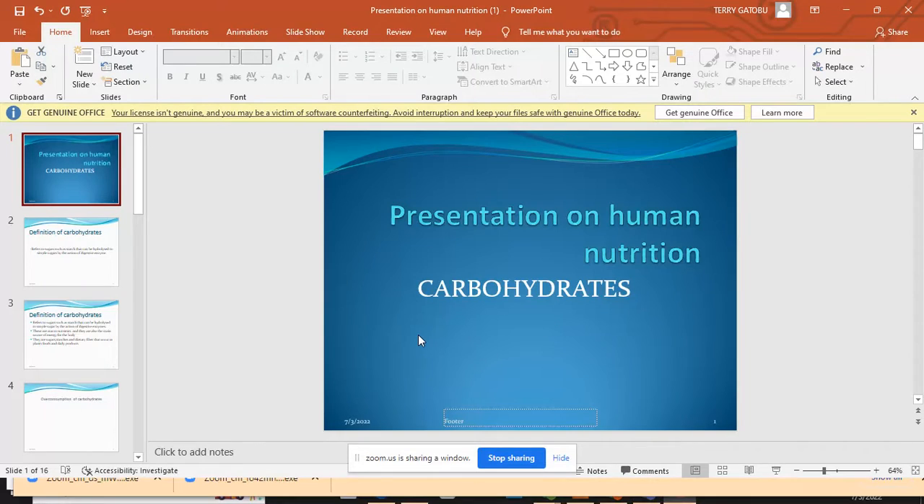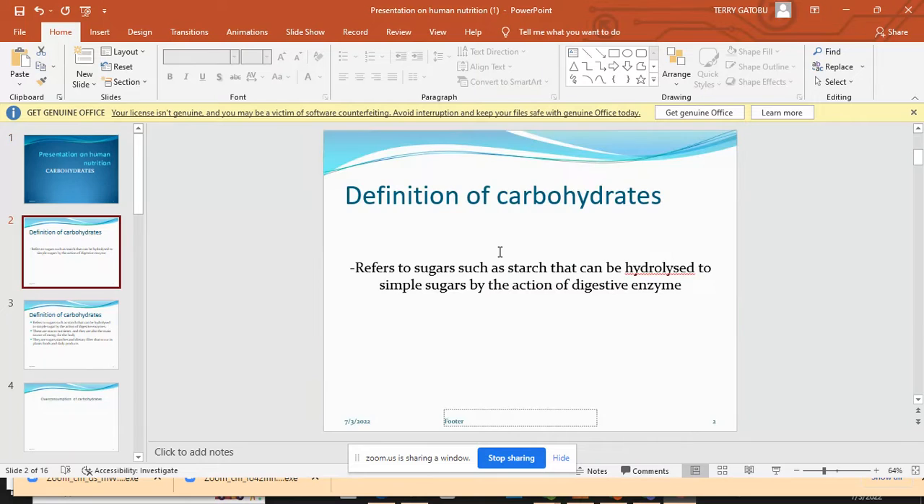We are going to learn about human nutrition, principles of human nutrition. Under principles of human nutrition, we have carbohydrates. Carbohydrates refers to sugars such as starch that can be hydrolyzed to simple sugar by the action of digestive enzymes.